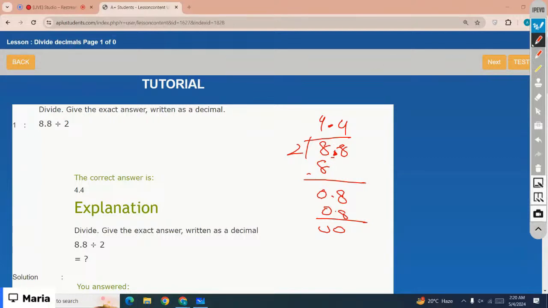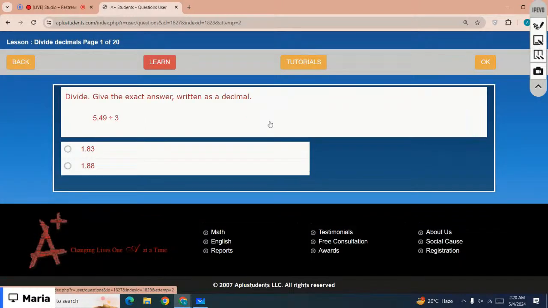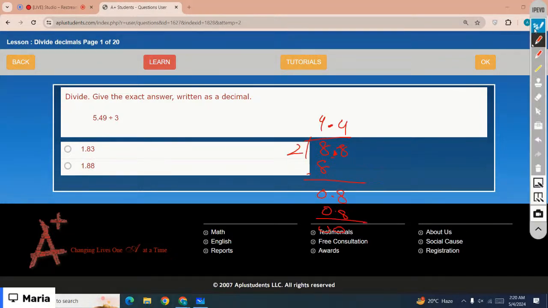Okay, let's just start with the test questions. Divide 5.49 divided by 3. So which is the correct option? Okay, you have to divide 5.49 divided by 3. Basically you have to use the long division method, right? This method is known as the long division method.